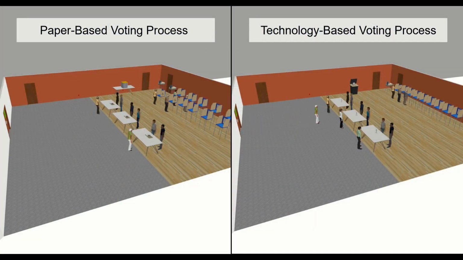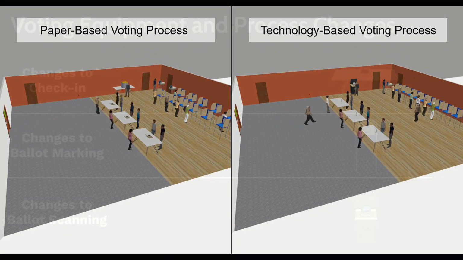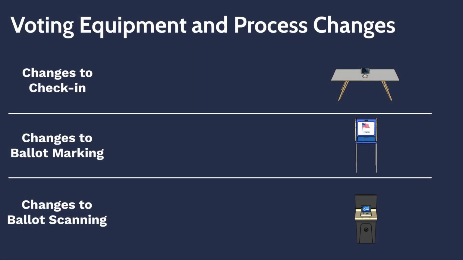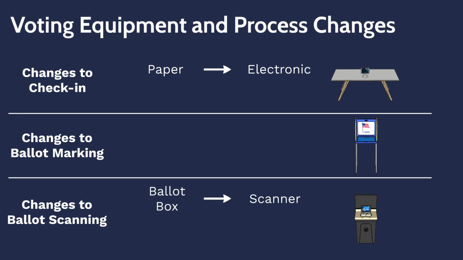Visual representations of the 2 voting processes are currently shown on screen, with voters moving through the polling location to cast their ballots. Within the paper-based voting process, we consider the effects of transitioning from a paper poll book to an electronic poll book, and transitioning from a ballot box to a digital ballot scanner.